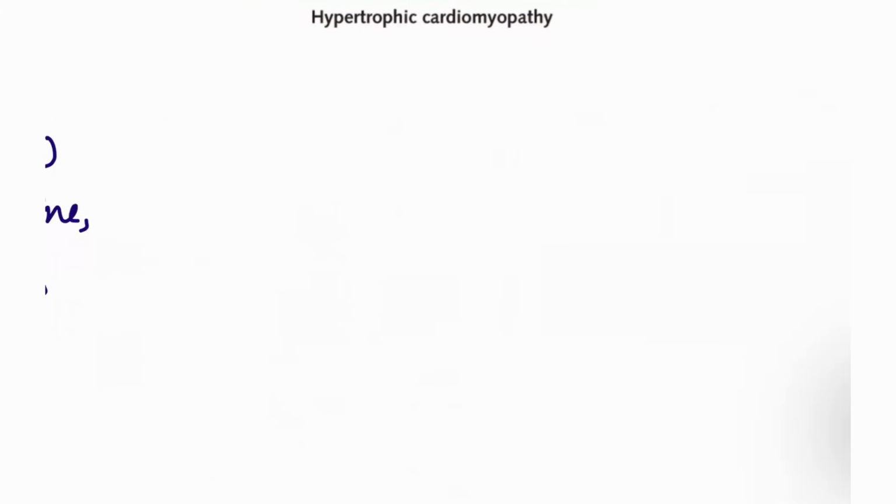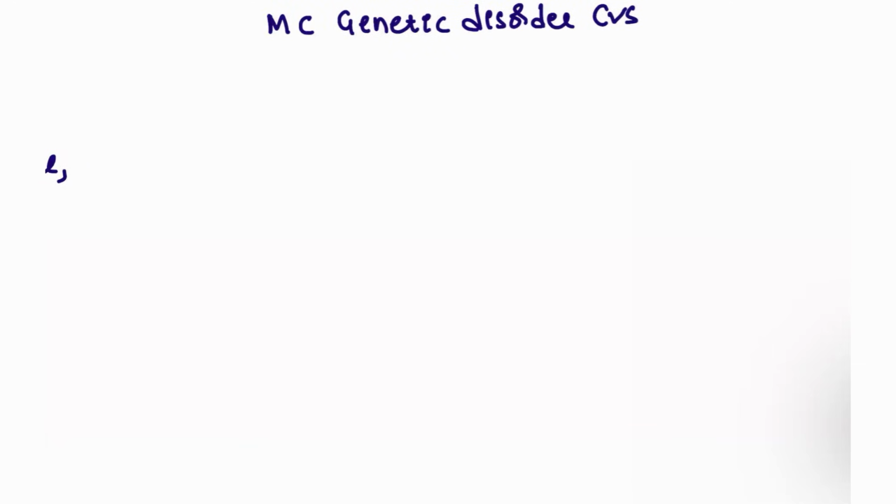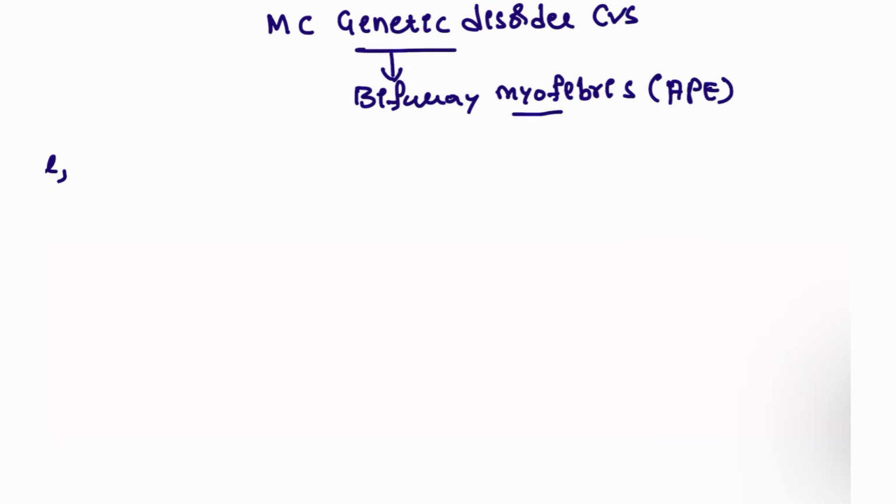Hypertrophic cardiomyopathy is the most common genetic disorder in the cardiac system, the whole cardiac system. So what are the causes? Again, the main cause is genetic. On histopathology, myofibrillar disarray will be seen: disturbed myofibril structure you are going to see.